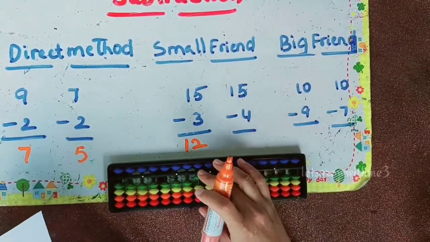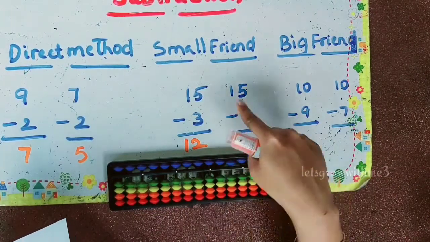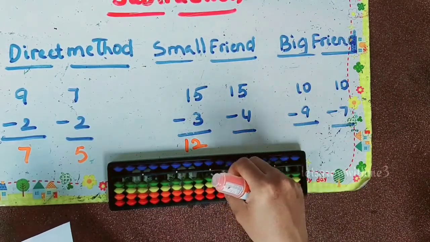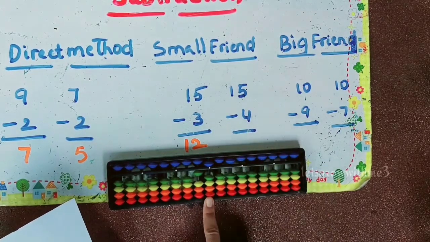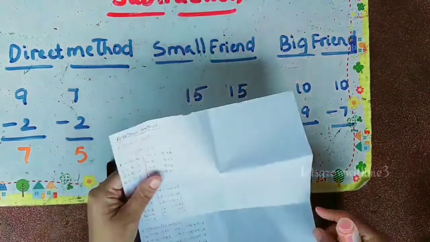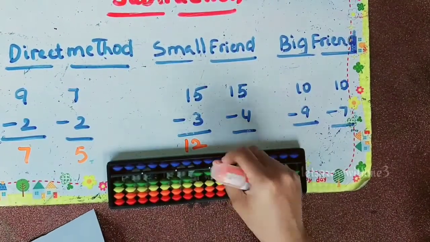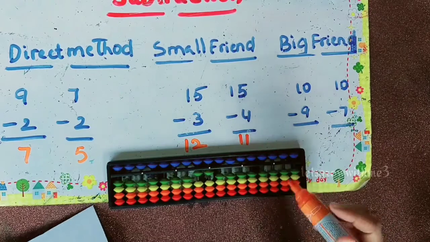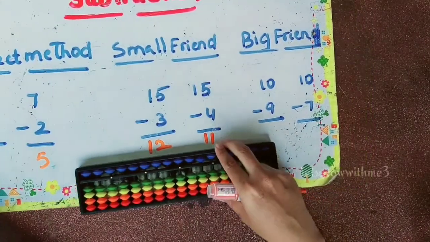Next question. 15 minus 4. So how to do minus 4? Which is minus 5 plus 1. So remove 5, then add 1, because we don't have beads here. When you don't have beads, you need to go for small friend first. Minus 5 plus 1. So the answer is 11. So let's solve the next question.